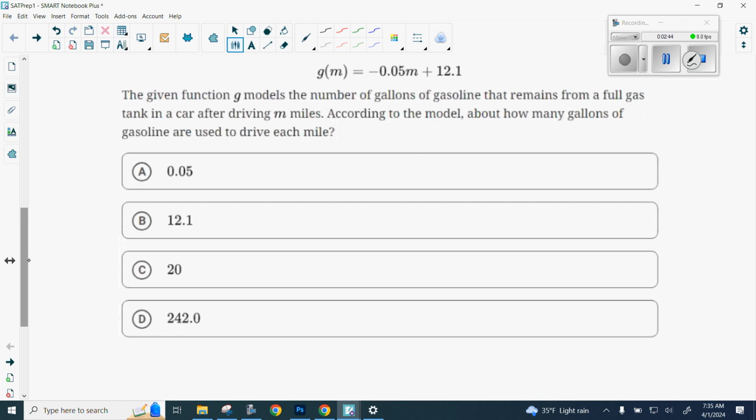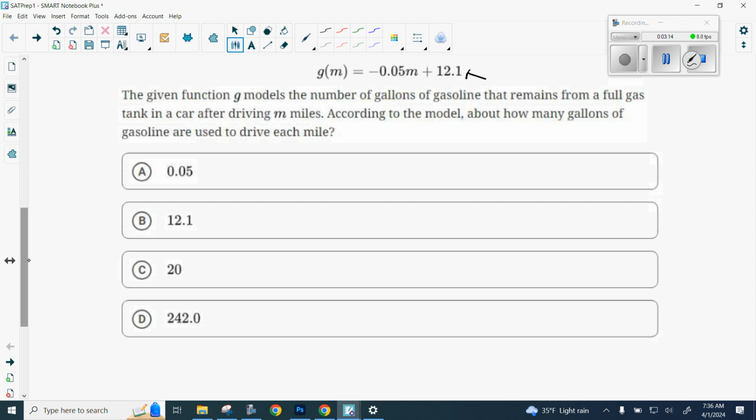The given function g models the number of gallons of gasoline that remains from a full gas tank in a car after driving m miles. According to the model, about how many gallons of gasoline are used to drive each mile? Okay, well, so let's talk about this. This one's pretty much just sitting right out there.